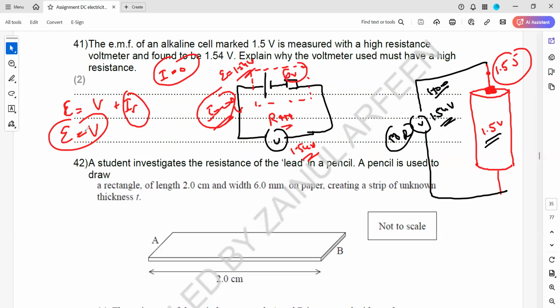So why must the voltmeter have a very high resistance? How do you list those points? You will mention a voltmeter with a high resistance means no current or a negligible current. So no voltage drop internally, and the voltmeter reading is the same as the EMF of the supply. Is it clear?